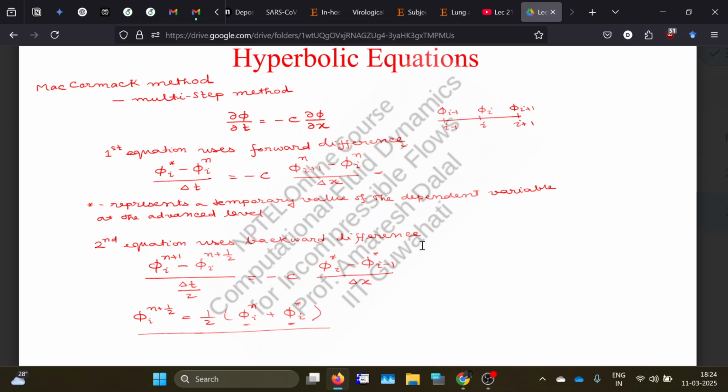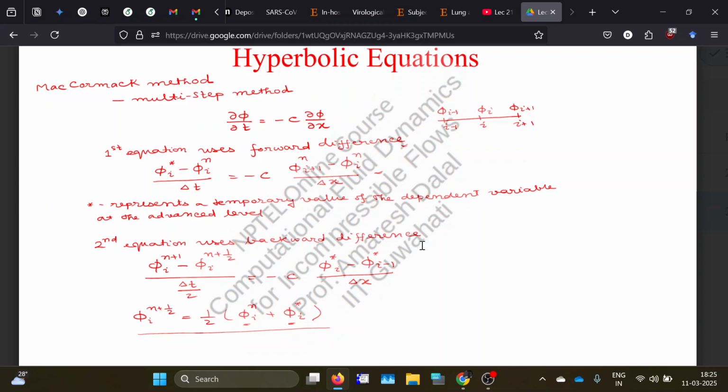Just 2 minutes. Previous slide, please. Now I'm understanding. Correct me if I am wrong. Our intention is to calculate the value at n plus 1. Since we are using forward spacing, first this star is actually some guess values at the n plus 1 level only. Then in the second step we have used backward spacing. But in backward spacing we go not to the n level, we go to n plus half level. But our intention is to calculate phi i at n plus 1, right? So this is in time.